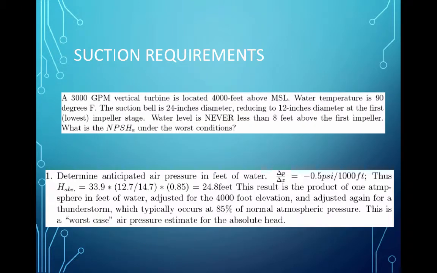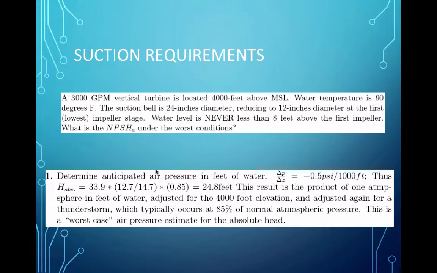Here's an example. 3,000 gallon per minute vertical turbines located 4,000 feet above sea level. Water temperature is 90 degrees Fahrenheit. Suction bell is a 24-inch diameter, reducing to 12-inch at the first impeller stage. And the water level is never less than 8 feet above the first impeller. What's the net positive suction head available under the worst imaginable conditions?